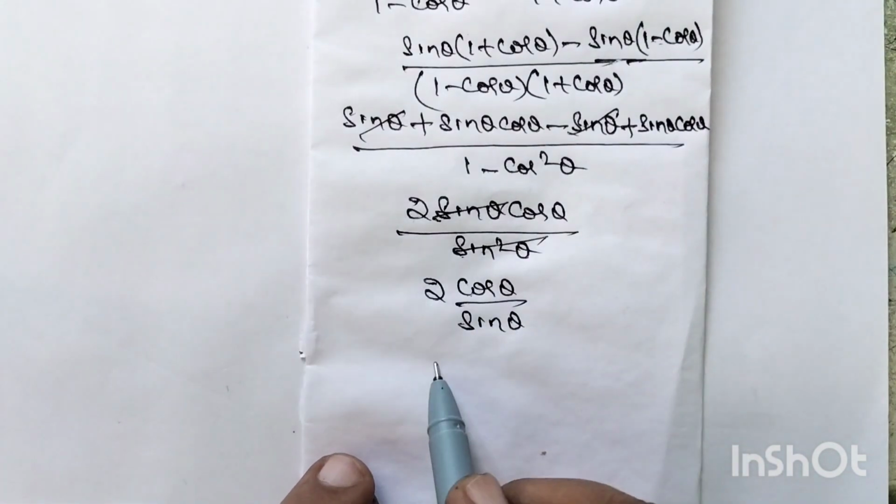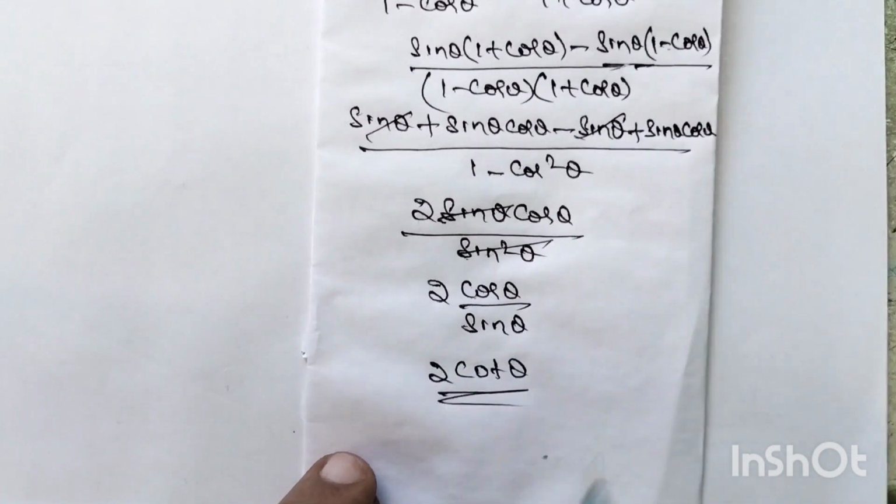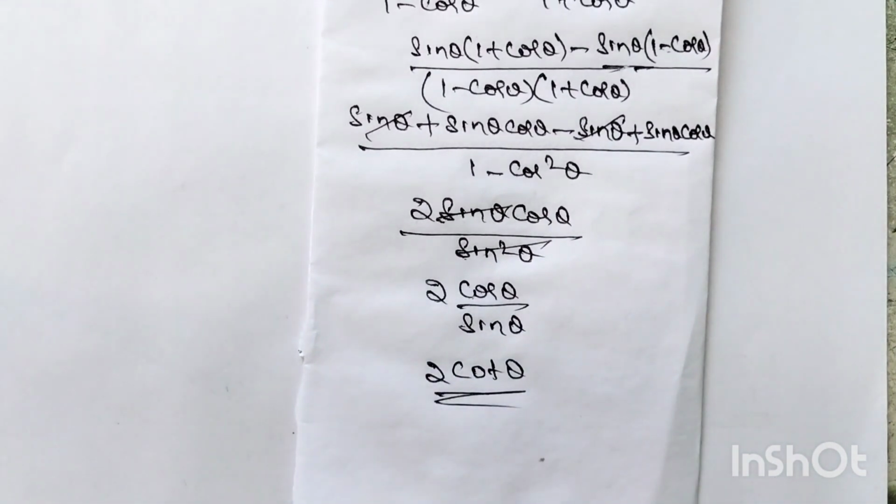Sin theta gets cancelled. Remaining is 2 cos theta by sin theta. So 2, what is cos theta by sin theta? It is cot theta. So this is what we have to prove. We have to prove that RHS is equal to 2 cot theta.